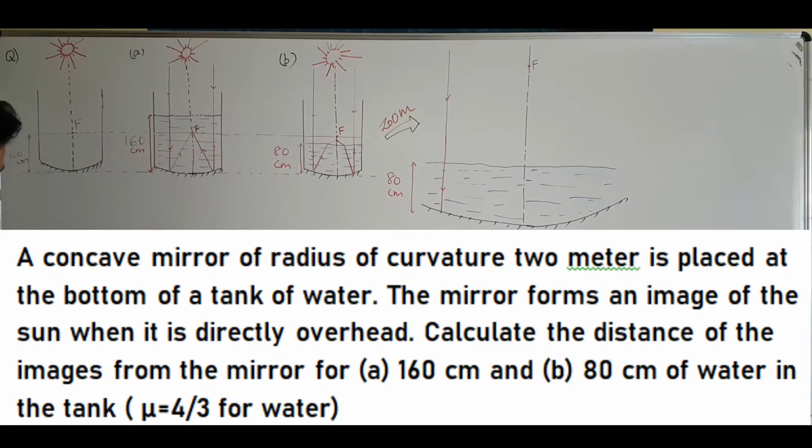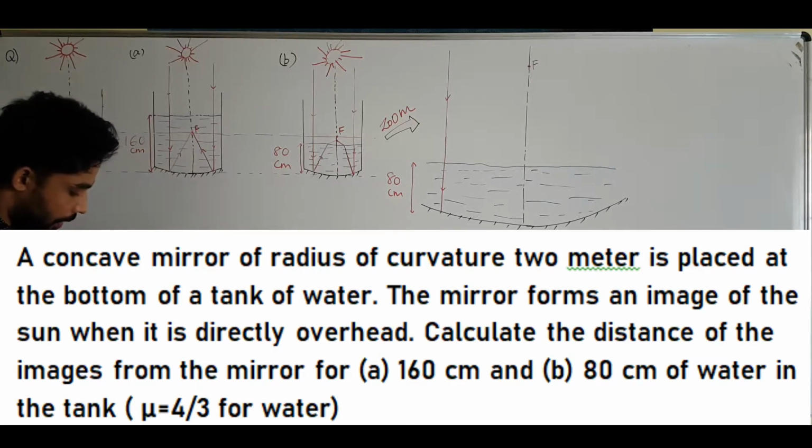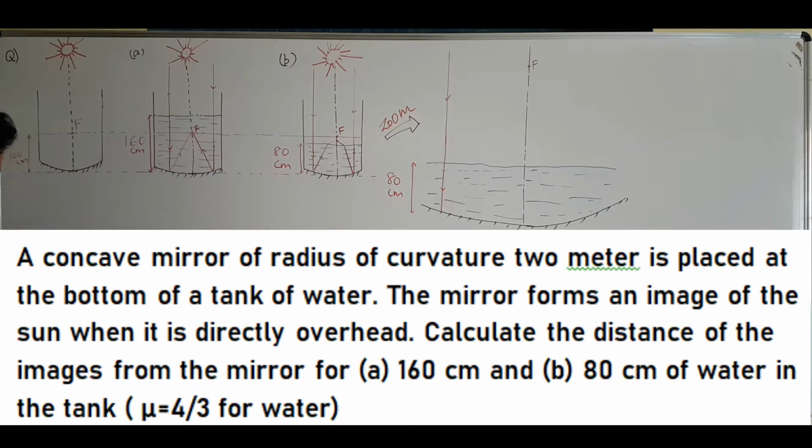The mirror forms an image of the sun when it is directly overhead. So the sun is directly overhead above the tank, which means that the rays coming from the sun are fairly parallel to the tank like this. It should be parallel like this. Calculate the distance of the image from the mirror. So we need to calculate where the image is formed, and we need to calculate the image distance from the mirror.